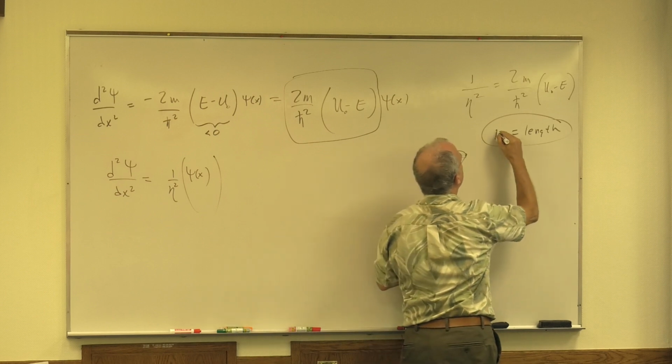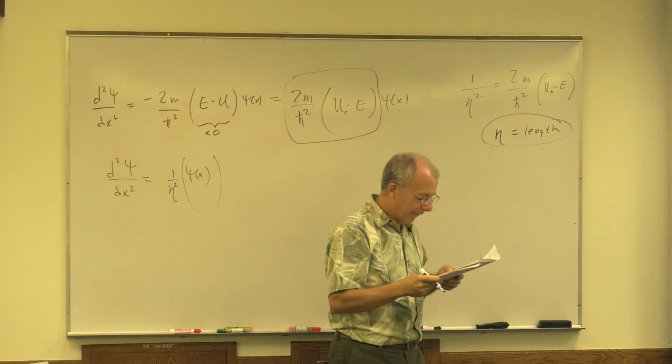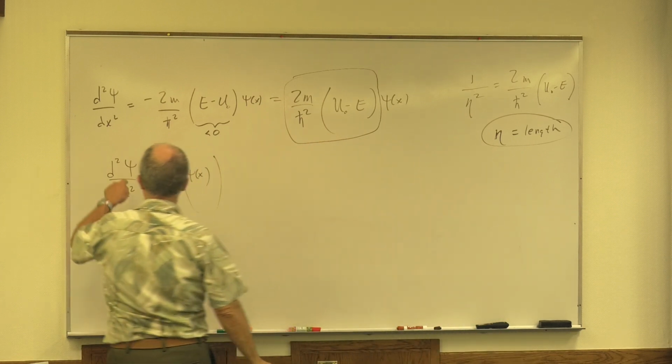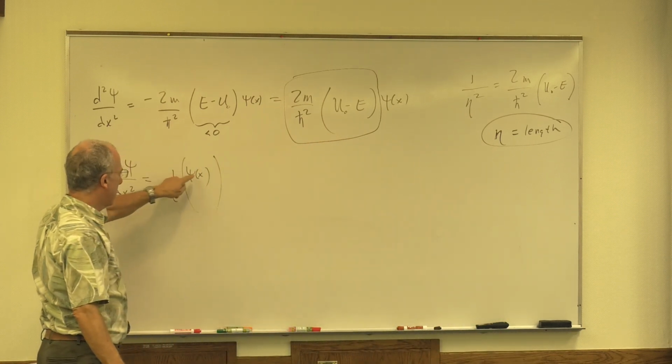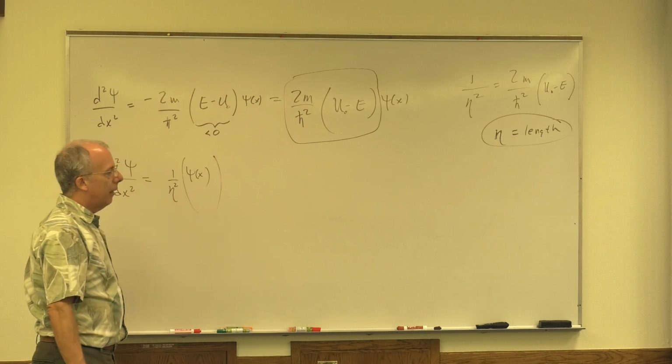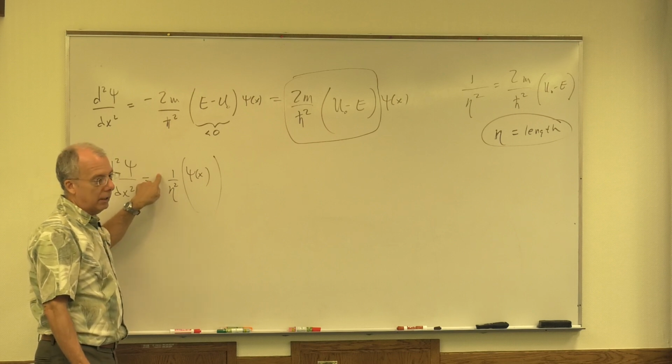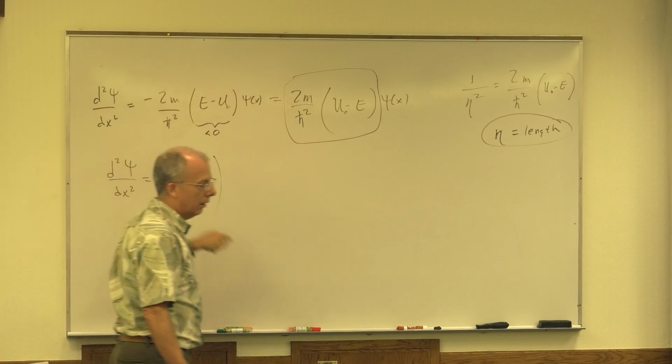It's eta, not an n. Okay, all right, so here you go. d squared psi dx squared equals 1 over eta squared psi of x, and eta is positive. Now, when we did the infinite potential well, we had a minus sign, so the solutions were sines and cosines.